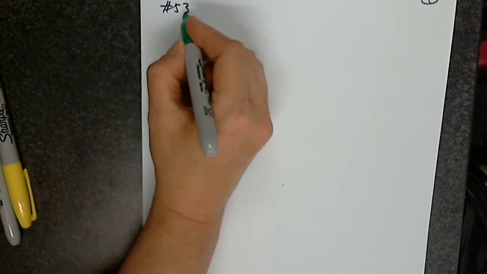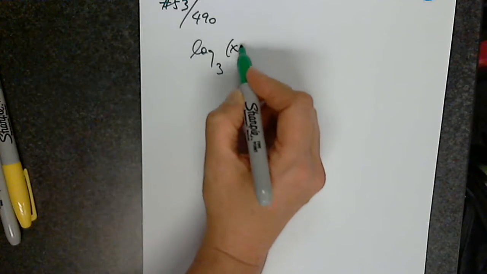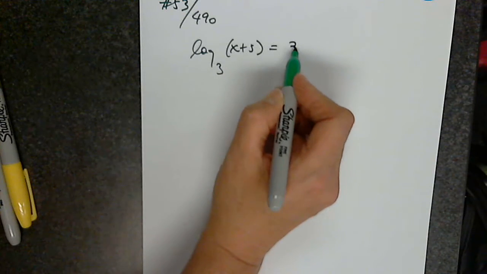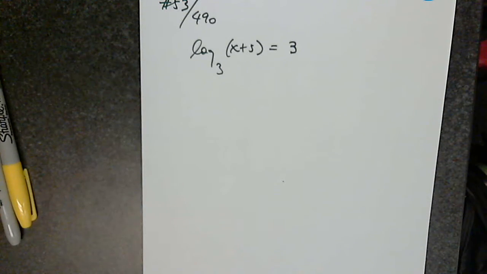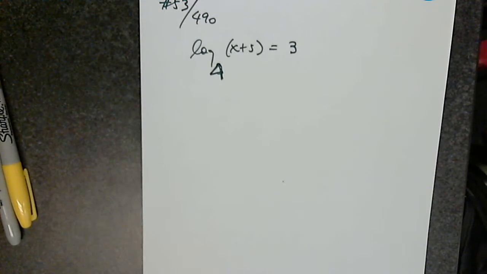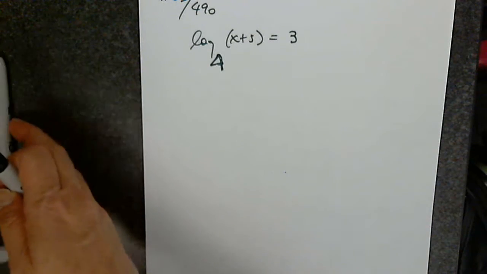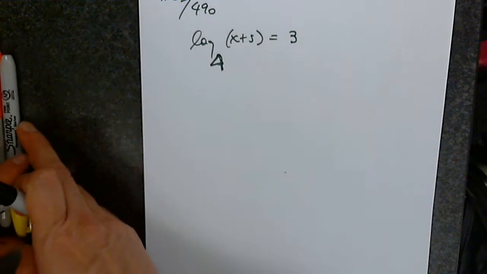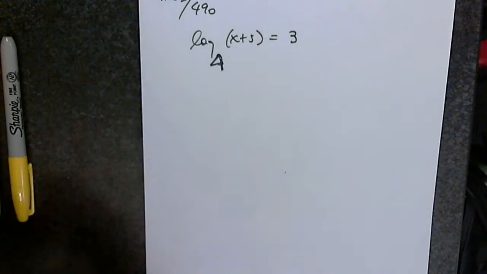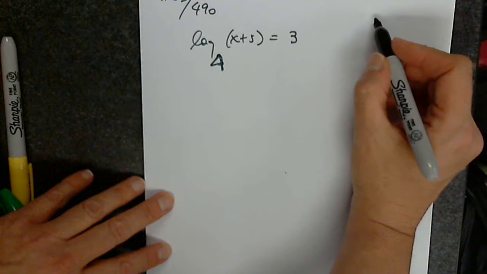I would like to start with, let's say, 53. 490. So that is log base 3 of x plus 5 equals 3. I'm sorry, I copied incorrectly. Log base 4 of x plus 5. If you like to state the domain, which I highly recommend because you will have a problem in which you will have to determine the domain in the log. Okay, then it's very simple. What will you tell me to write?